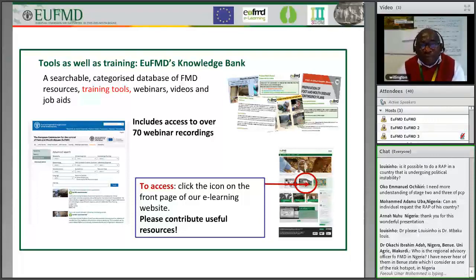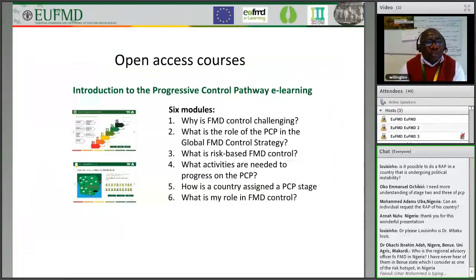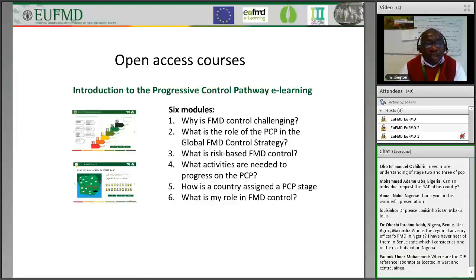So, EUFMD has the tools as well as trainings. There's a whole bank of knowledge where you can access a lot of useful information from the website where you all have your passwords. There are webinars that can come up from time to time. You can access this information. You can carry out research on the database of information that EUFMD has in stock. There are, of course, open access courses that everyone can log in.